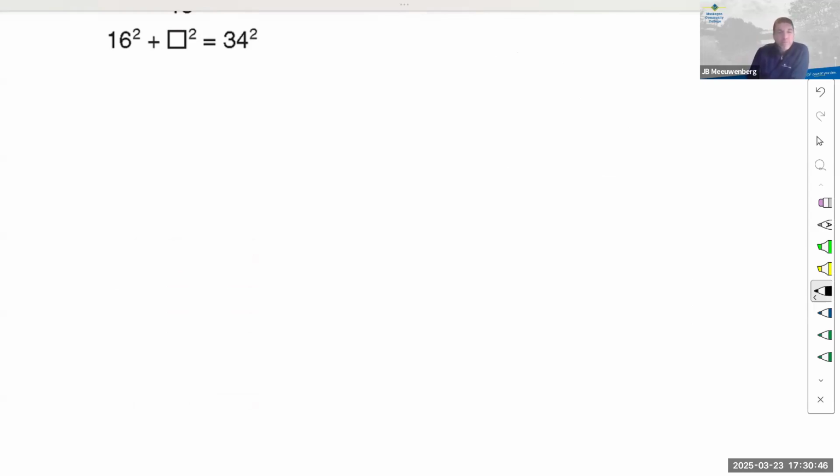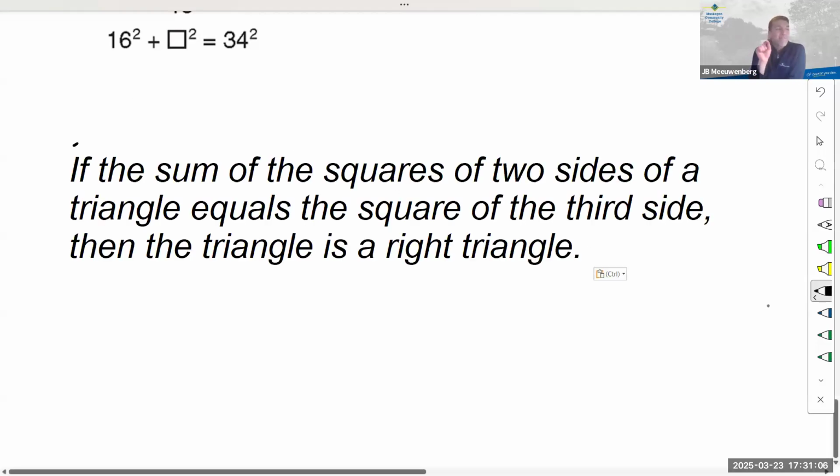One other thing about the Pythagorean theorem is that the converse is also true. Do you remember what a converse is? Remember, if P then Q, the converse would be if Q then P, flipping the statements around. And so the converse of the Pythagorean theorem can be stated as this. If the sum of the squares of two sides of a triangle equals the square of the third side, then the triangle is a right triangle.